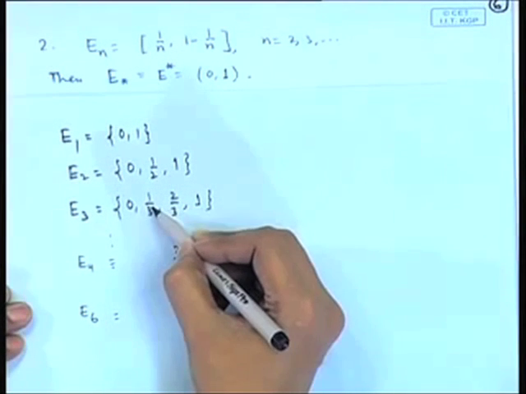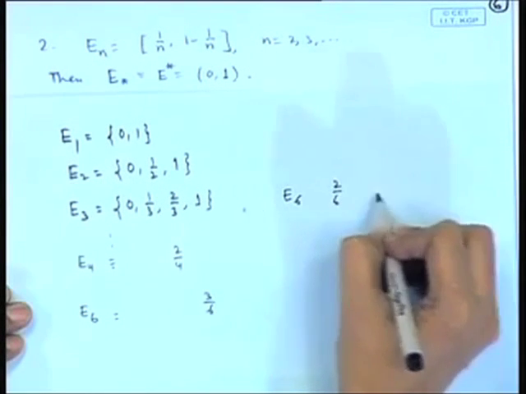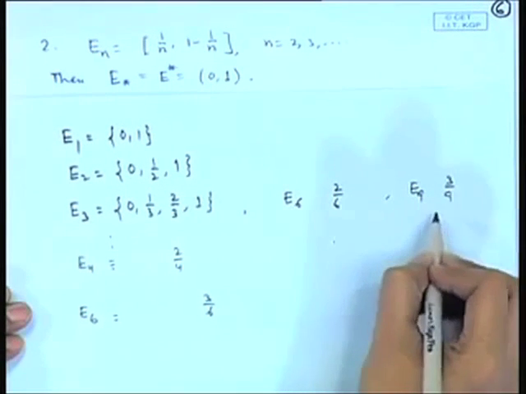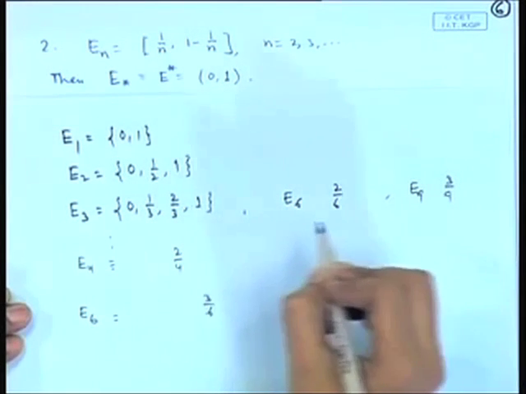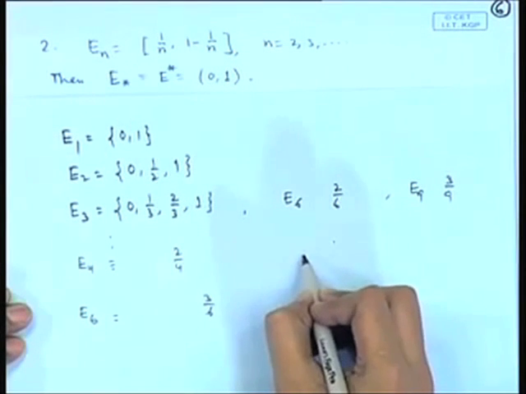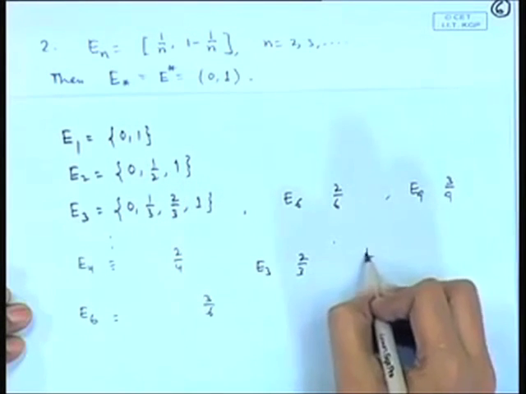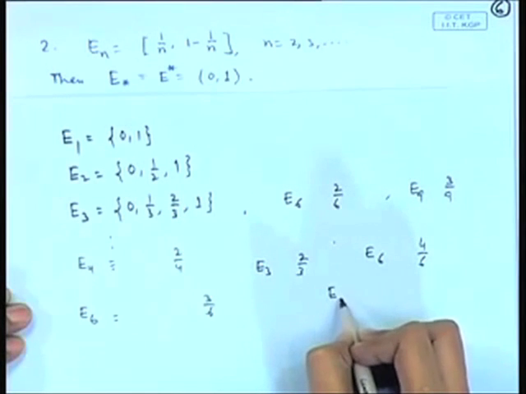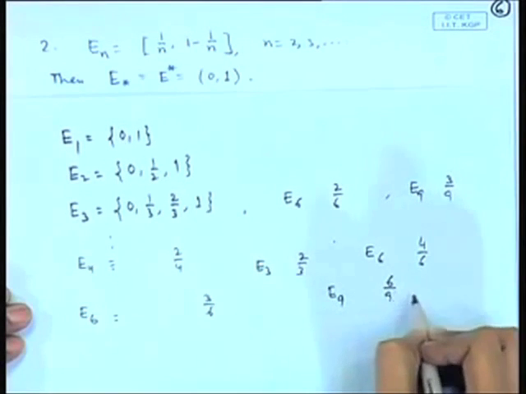Similarly, if I consider say 1 by 3, then it will be there in E3, it will be there in E6 as 2 by 6, it will be there in E9 as 3 by 9, etc. So it will once again belong to infinitely many sets, but it will not belong to all but finitely many. Suppose we consider a point say 2 by 3, then it belongs to E3, it will again belong to E6 as 4 by 6, it will again belong to E9 as 6 by 9, etc.